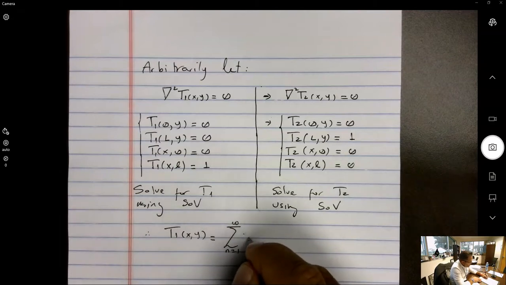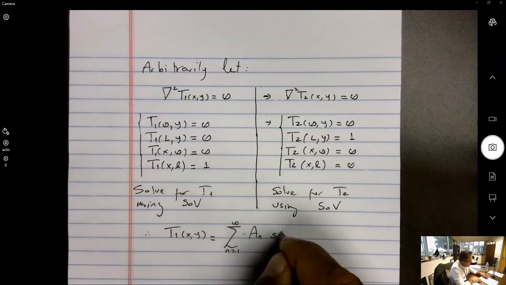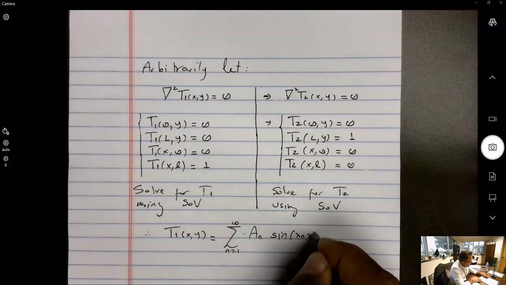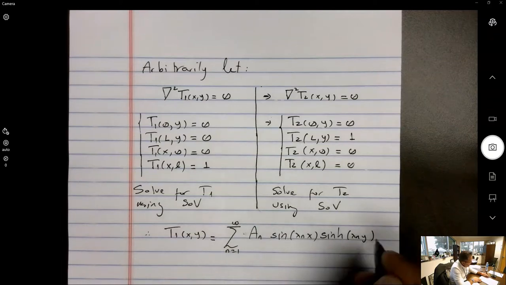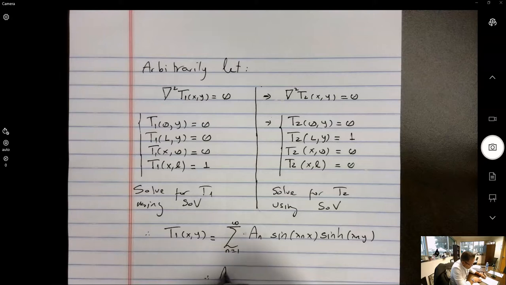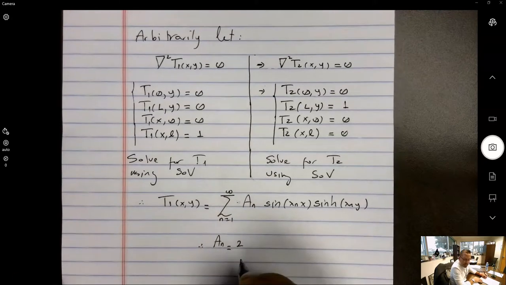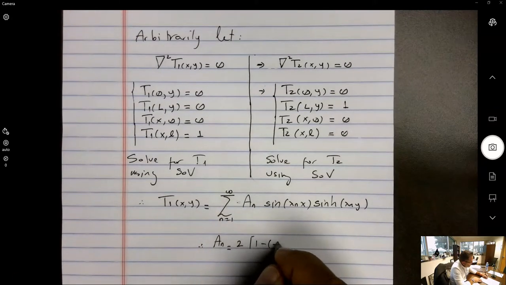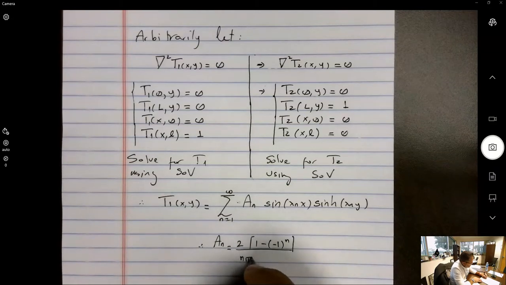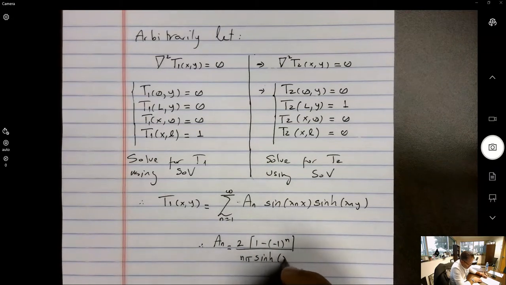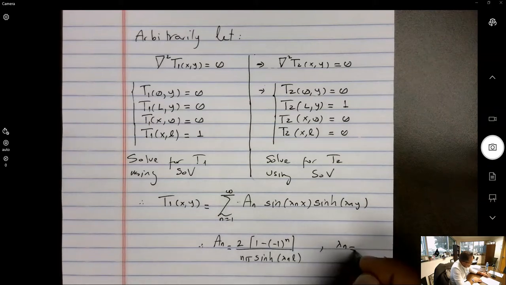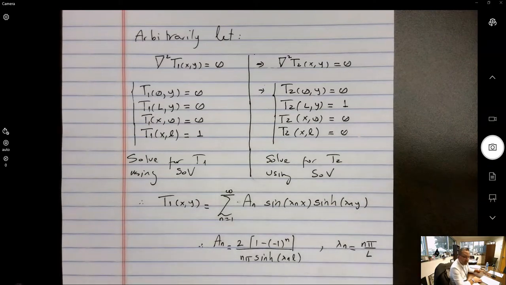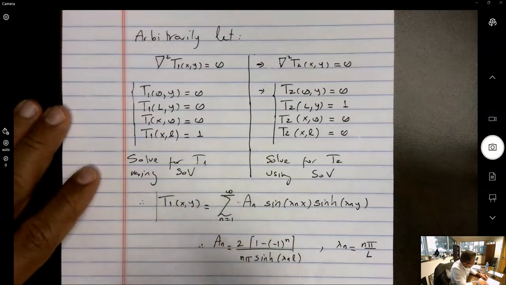Summation from 1 to infinity, A_n sine of lambda n x, sine hyperbolic of lambda n y, such that A_n is 2 times 1 minus 1 to the power of n divided by n pi sine hyperbolic of lambda n l, and lambda n is equal to n pi over L. So this is the solution of problem T1.